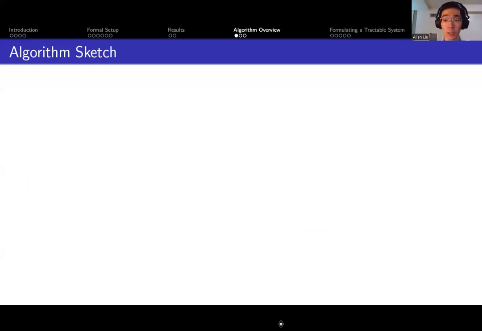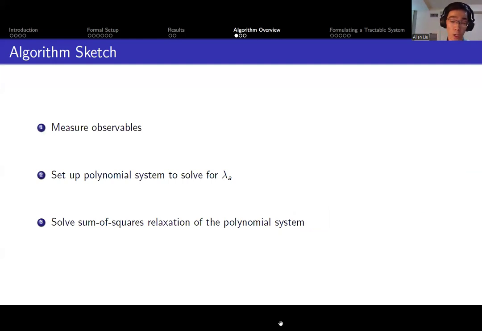Anyway, so now let me discuss the more technical stuff. So let me discuss our algorithm. Our algorithm consists of three high-level steps. So first, we'll make some measurements of the system. We'll measure something called observables, and this will be the only quantum part of the algorithm. Now, once we've measured these observables, we'll set up a polynomial system to solve for the unknown coefficients, the lambdas with a's. And finally, we'll solve a sum of squares relaxation of the polynomial system to recover the unknown parameters.